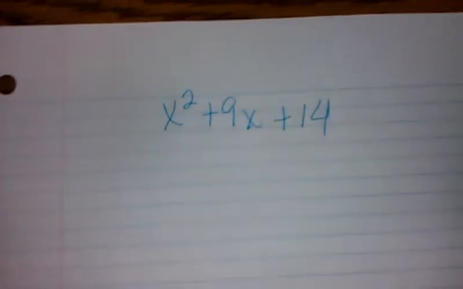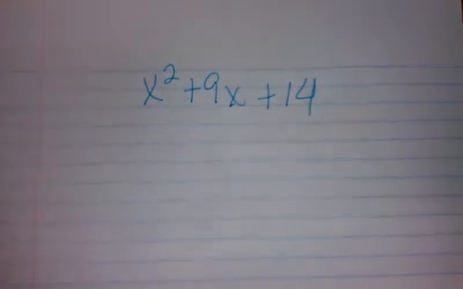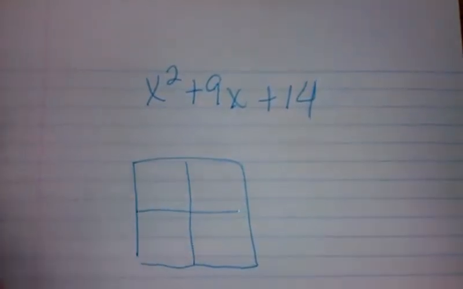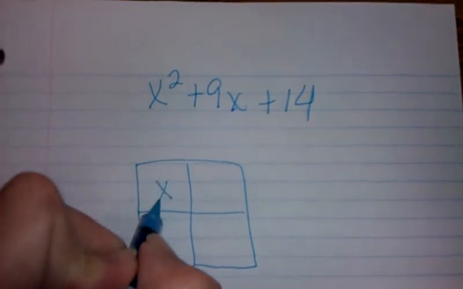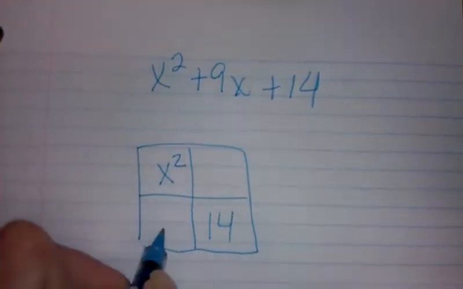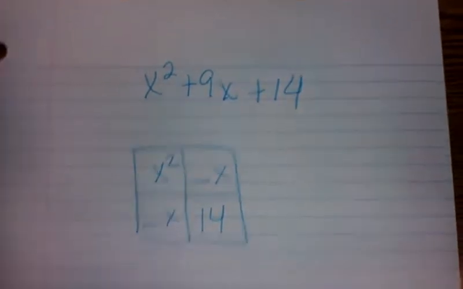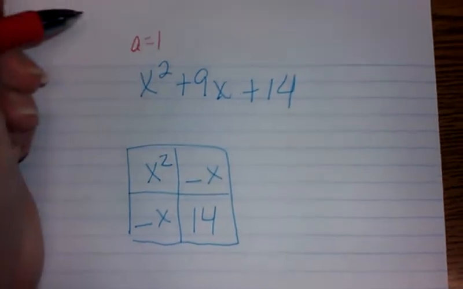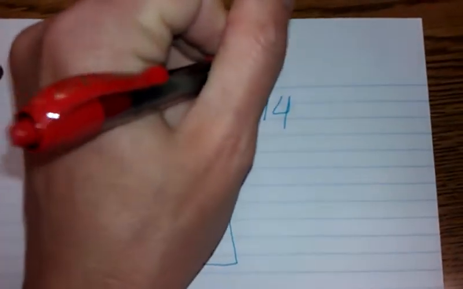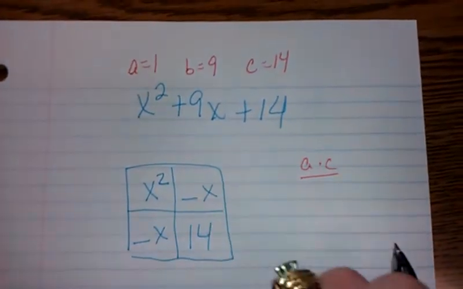The next one, pause the video, come back and see how you do. On this one, I'm going to draw my box. In the top left-hand corner is x squared. The bottom right hand is 14. Something x, something x. A is the number in front of x squared. A is 1. B is 9. C is 14. A times C.